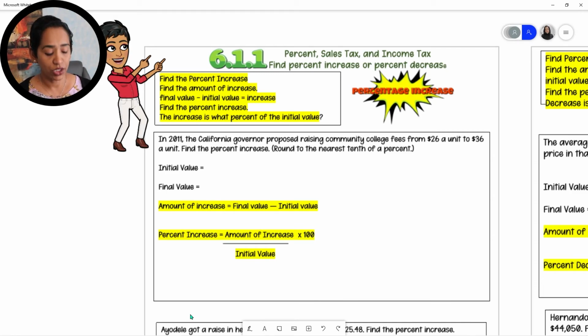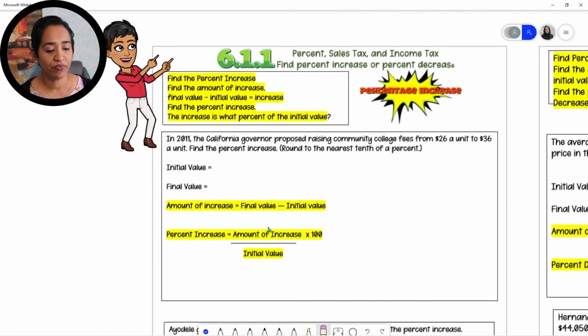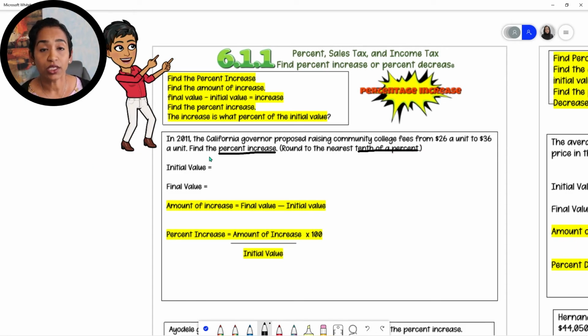In 2011, the California governor proposed raising community college fees from $26 to $36. They're asking me to find the percentage increase, and to round to the nearest tenth of a percent. To make it easier, I have broken down the steps.